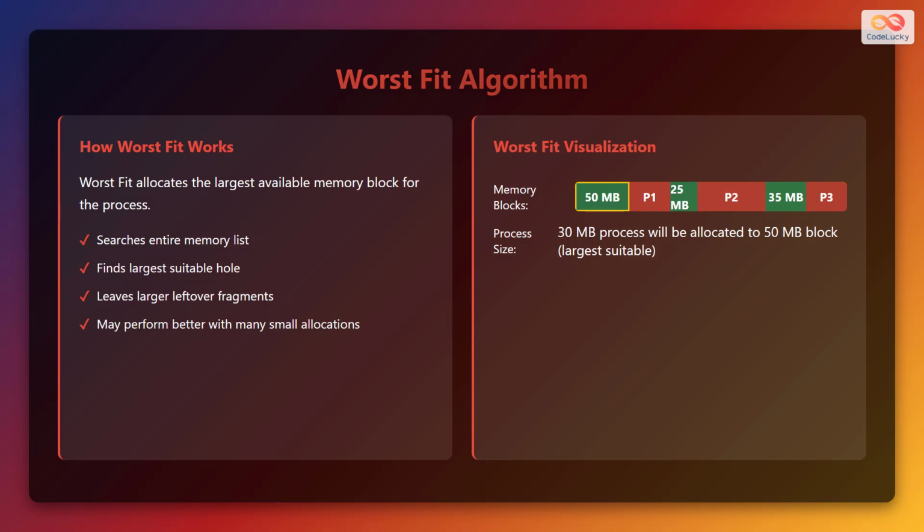Here's a visualization of the worst fit algorithm. If a process of 30 megabytes arrives and needs to be allocated, it will be allocated to the 50 megabytes block, which is the largest block available, resulting in a larger fragment of 20 megabytes.